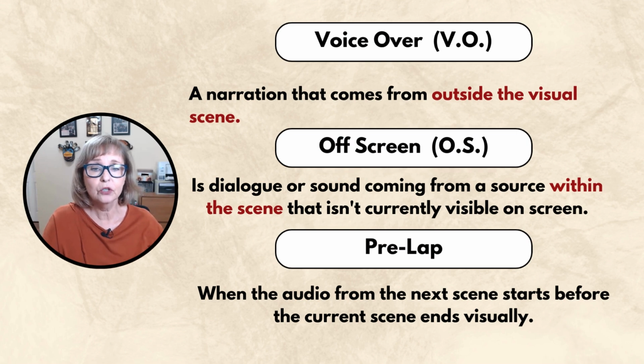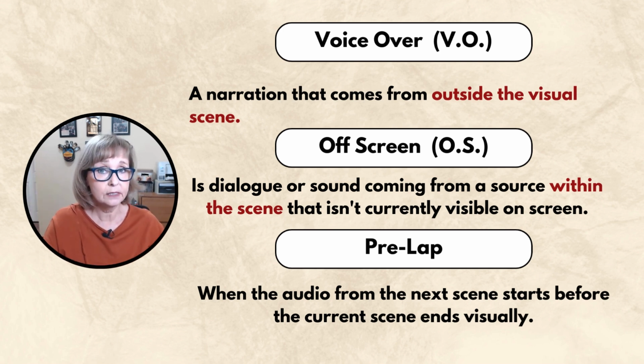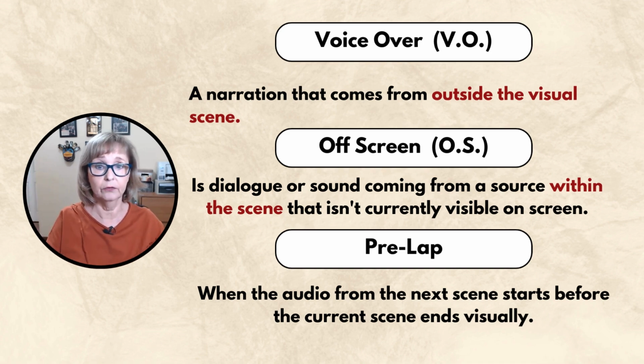When you start to work on a script, you're going to run into one of these scenarios eventually. The first one is a voiceover. A voiceover, by definition, is narration that comes from outside the visual scene. For example, a phone call, somebody talking on a walkie-talkie, or somebody narrating a scene. It's happening outside of the scene itself.